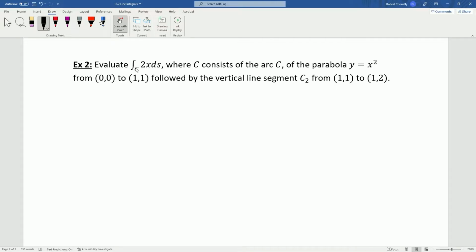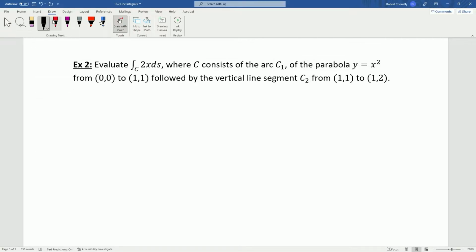Evaluate the integral over C of 2x ds, where C consists of the arc C1 of the parabola y equals x squared from (0, 0) to (1, 1), followed by the vertical line segment C2 from (1, 1) to (1, 2). So actually, there's a little typo. This first one should be C1. There we go. Okay, so it consists of two arcs, C1 and C2.